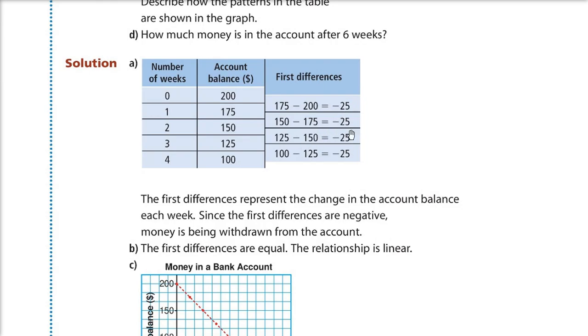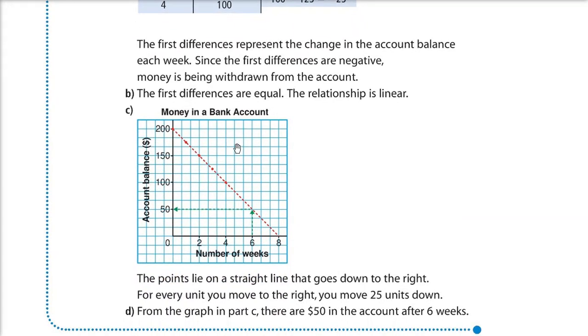The first differences are equal, so the relationship is linear, only the line will be downward trending. So these points lie on a straight line. This goes down to the right, not like the one we just saw in the previous discussion. For every unit you move to the right, the line goes 25 units down.